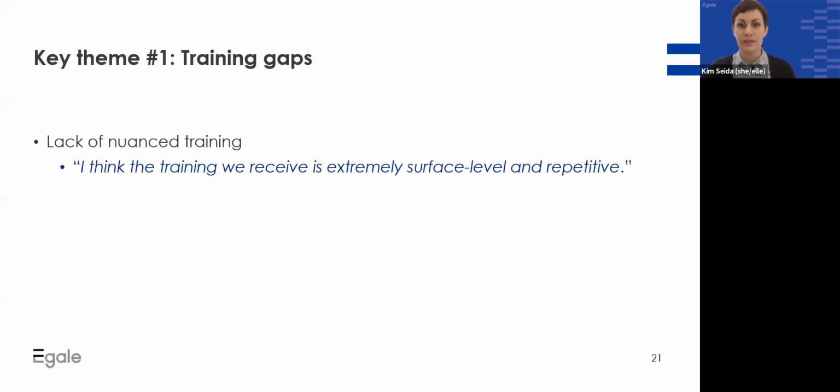The first theme pertains to training gaps. So a key training gap noted by many participants was that of a lack of nuanced training that goes beyond the basics. So several service providers talked about how broad and vague the 2SLGBTQI training that they had received to date was, and this was often coupled with recommendations to dig deeper.